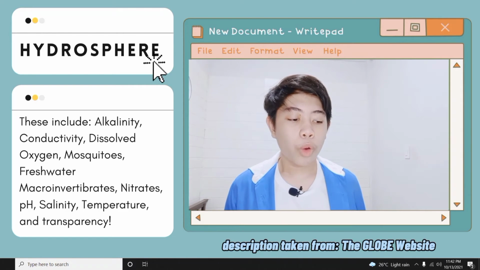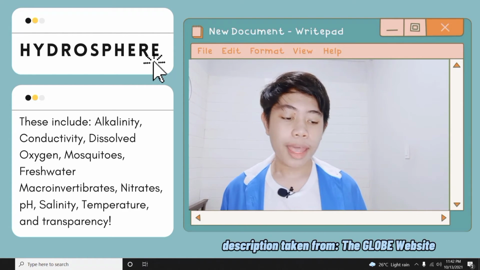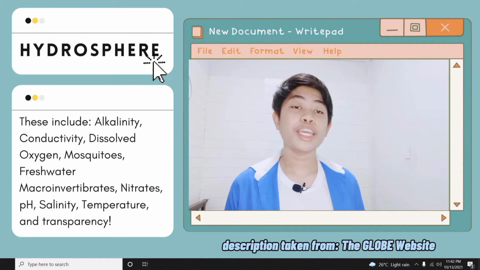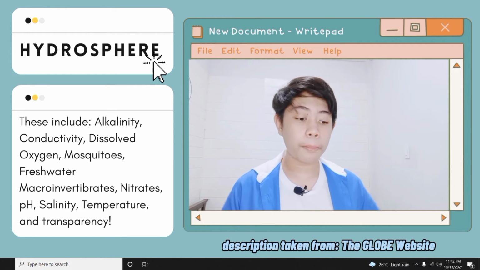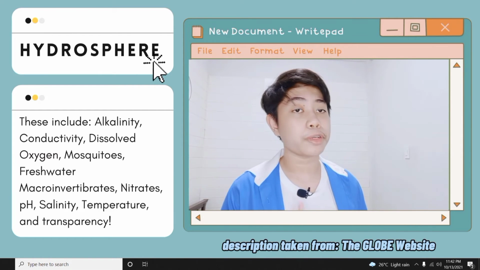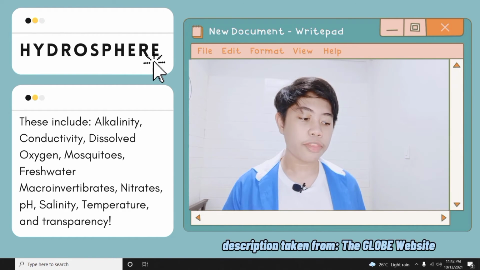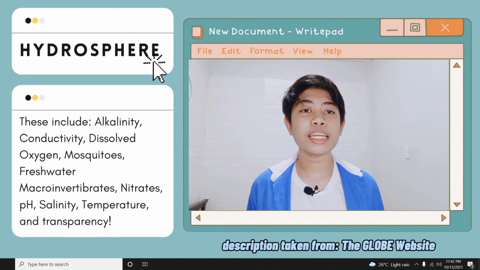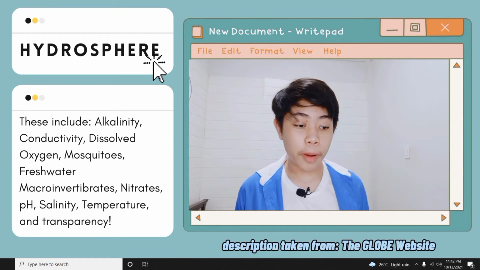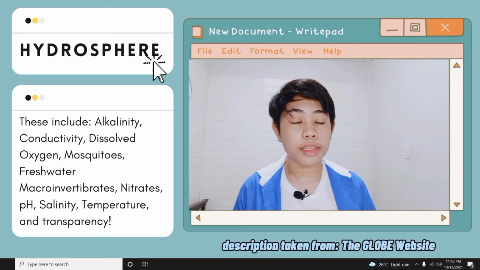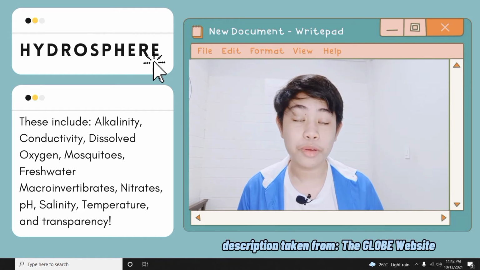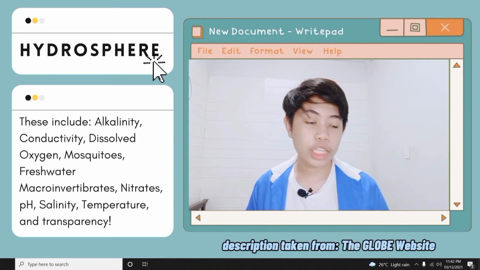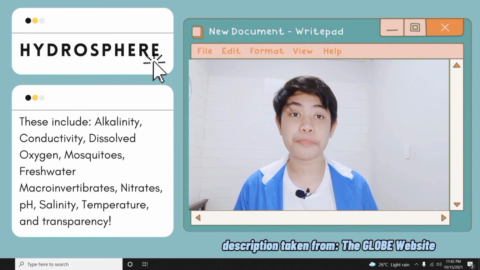In addition, water temperature can affect local climate and weather, and is affected by them as a part of the water cycle. Mosquito habitat observations also help all of us track the potential spread of certain diseases from mosquitoes, and the protocol encourages removing mosquito breeding sites. So what do the hydrosphere protocols include? Here they are: alkalinity, conductivity, dissolved oxygen, mosquitoes, fresh water macroinvertebrates, nitrates, pH, salinity, temperature, and transparency.